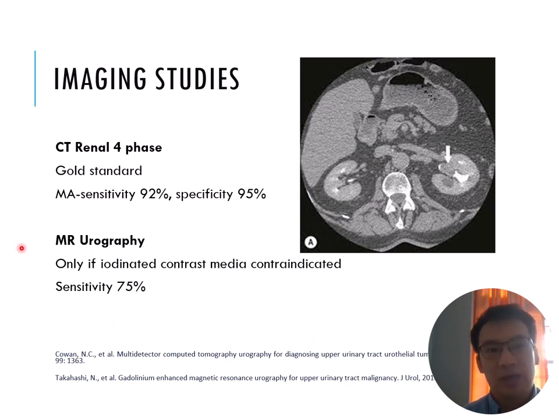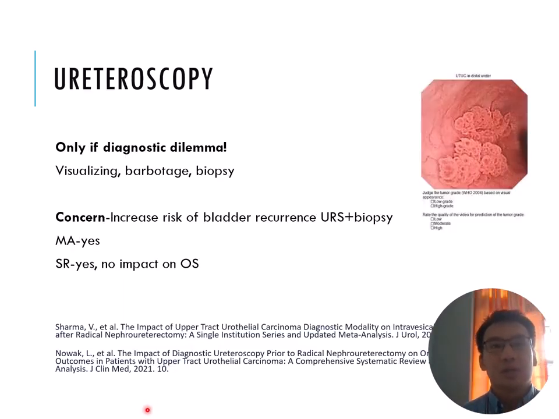You can perform an MRU if the patient has CKD that contraindicates iodinated contrast media. The sensitivity is much lower, but not too bad, at 75%. Ureteroscopy, you only perform if you have a diagnostic dilemma. In URS, we visualize the urothelium, do a bubble touch, which is basically a cytology from the upper tract, and also a biopsy of the suspected lesion.